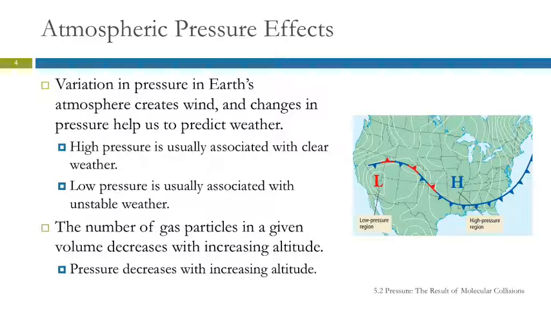That, of course, is still not an exact science, right? The weather is difficult to predict. A high pressure front is usually associated with clear weather, with good weather, and low pressure is usually associated with unstable weather. So here we have a sample map of the United States showing there's a low pressure front here and a high pressure front here. And so there they would predict that there's going to be some unstable weather.